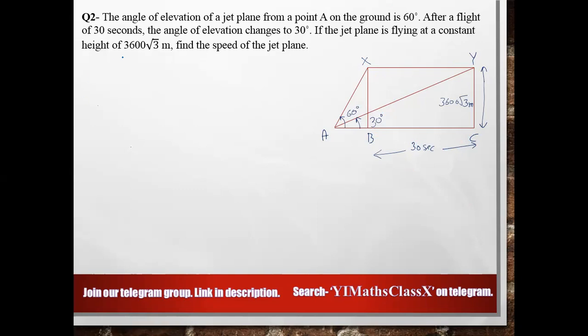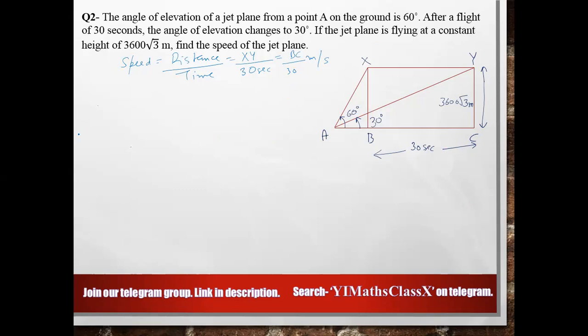30 seconds. The concept says that we need to calculate the speed of a jet plane, which will be the distance traveled in the time given. And what is the distance? You can take it as XY, or you can take it BC. Instead of XY, I'll write BC upon 30 seconds. It will be my speed in meter per second.